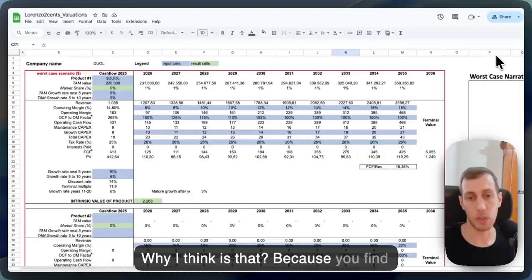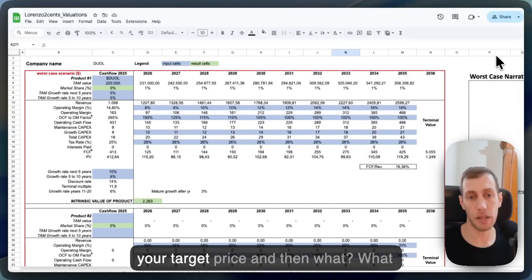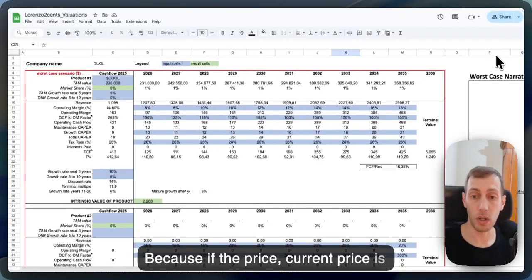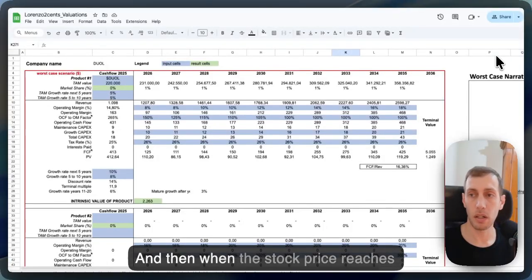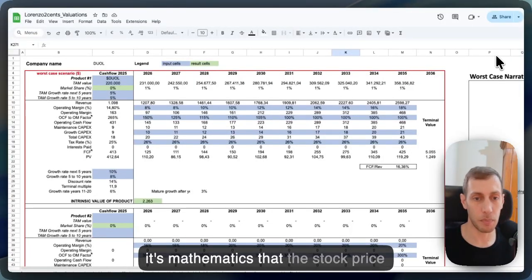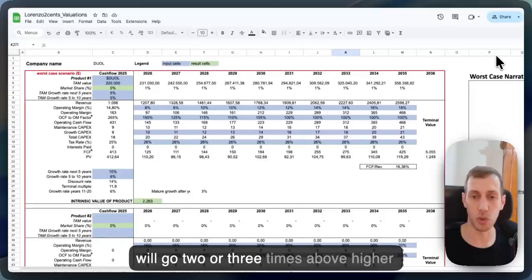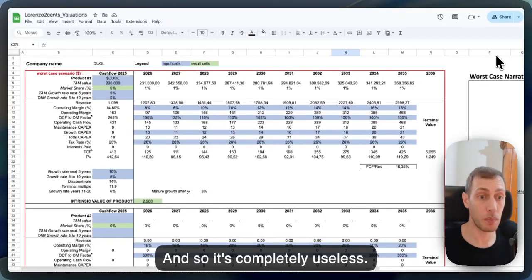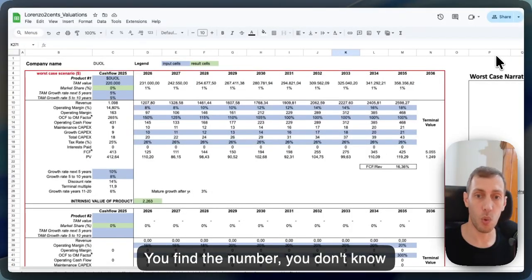Why do I think that? Because you find your target price and then what? What do you do with that? It's completely useless, because if the current price is lower than the target price, then you buy. And then when the stock price achieves that target price, what do you do? Do you sell? It's mathematical that the stock price will go like 2 or 3 times higher than that, right? So it's completely useless. You find a number, you don't know what to do with it.